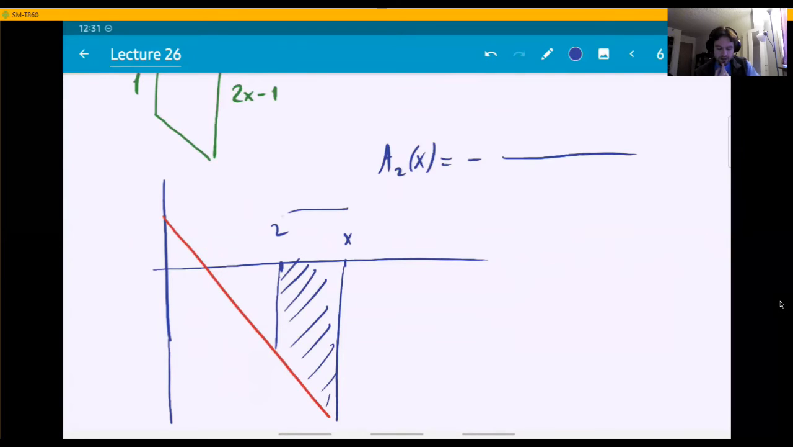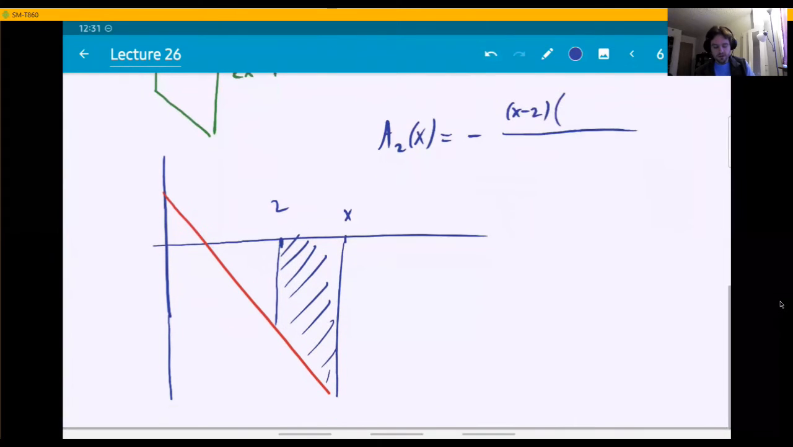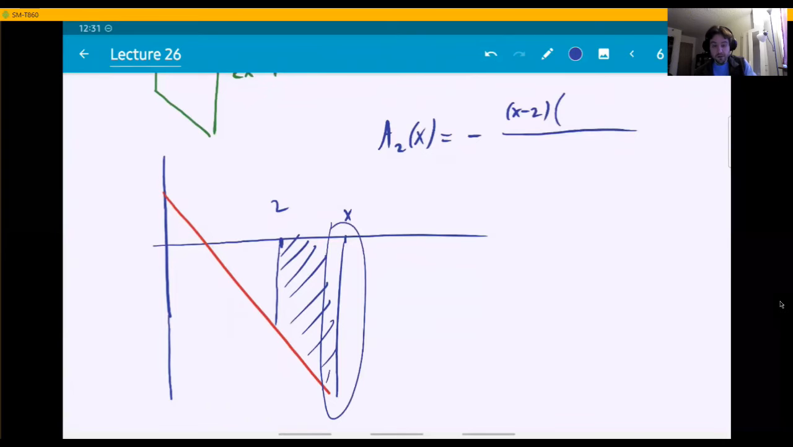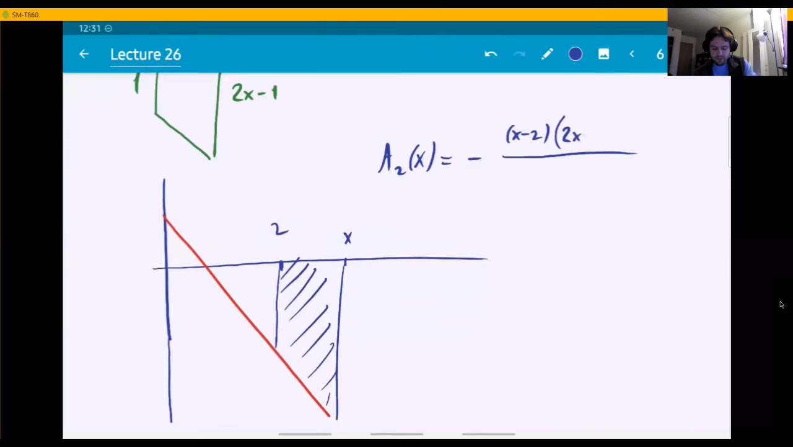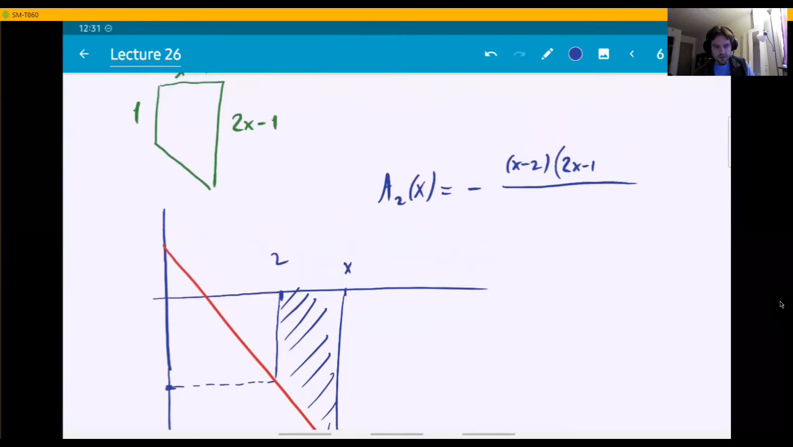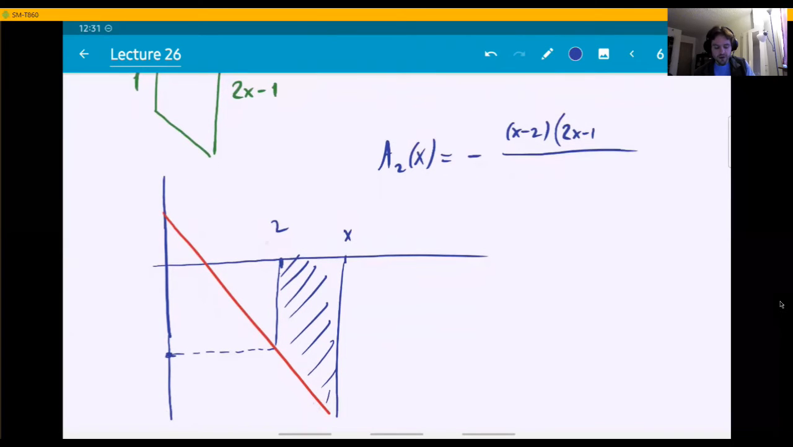So once again, height is x minus 2. And this large base is still the same. Remember what it was, 2x minus 1. This one, however, is computed at the number 2 instead of the number 1. What is the y coordinate corresponding to that? If you go back, the function was 1 minus 2x. That will give you 1 minus 4, so minus 3, which means that this space has a length of 3 this time. Okay, but everything else is the same.